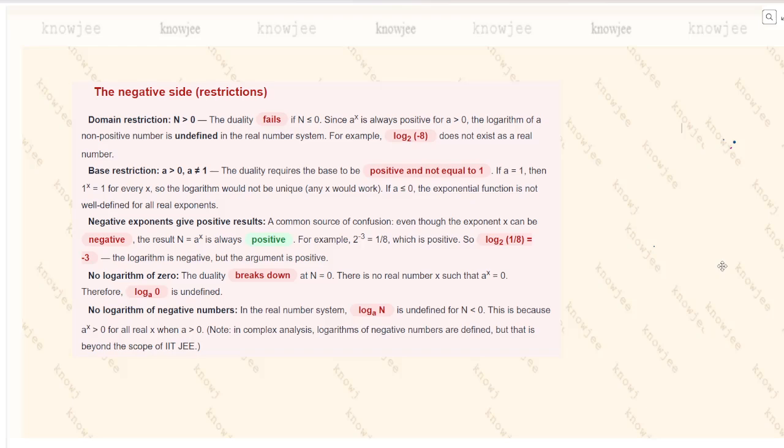So if 3 is raised to the power minus 2, then the result will always be greater than 0. And n cannot be equal to 0, logarithm is not defined for 0. Like log 0 with any base is not defined. There is no real number x such that a to the power x equals 0. Any number raised to the power 0... that is not defined actually.